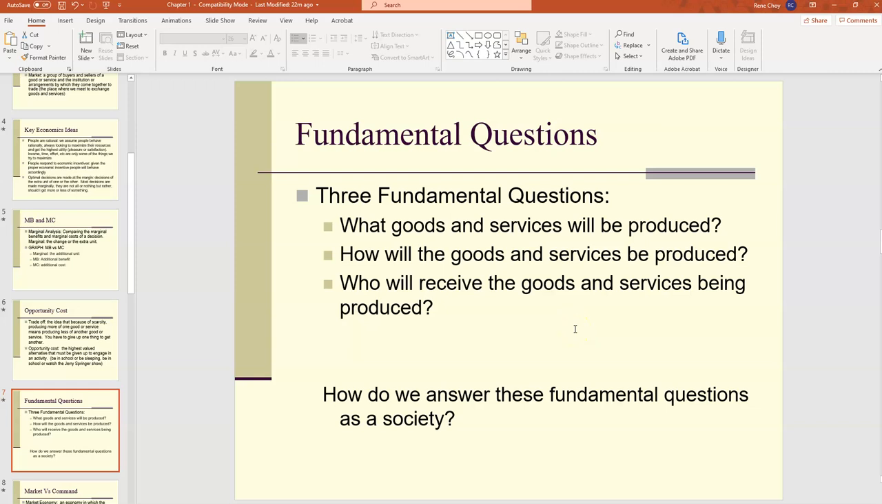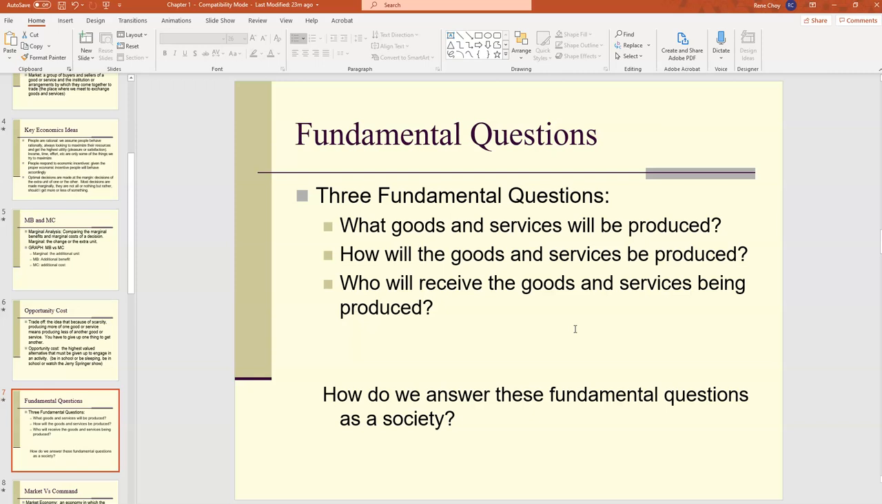Now with that in mind, think about societies and how societies have to answer questions. You have three fundamental questions. What goods and services are going to be produced? How would those goods and services be produced? And who is going to receive those goods and services?